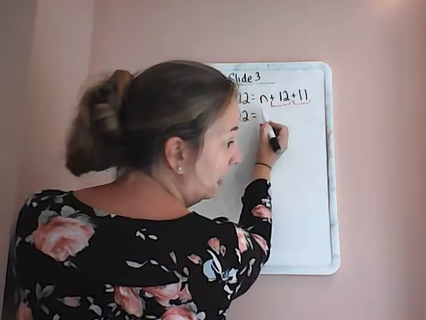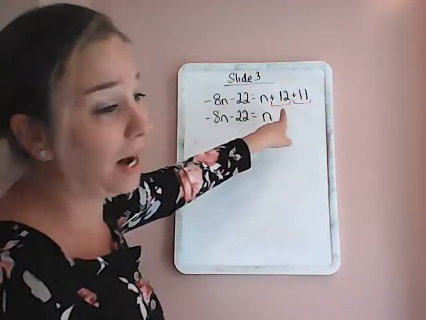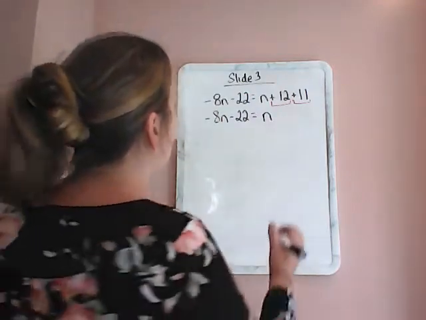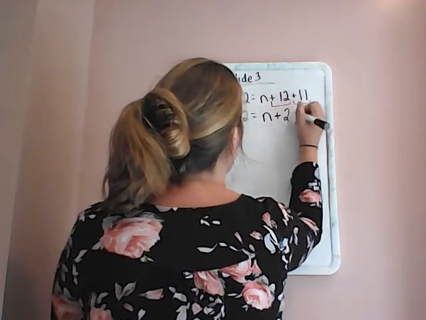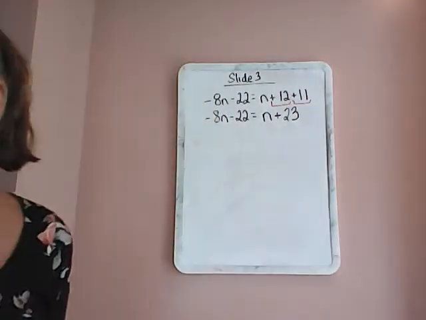Okay, now this n, I did nothing to it. It's coming down. But then you have this positive 12 that we are combining with this positive 11, and that becomes positive 23. So we have n plus 23 at this point.